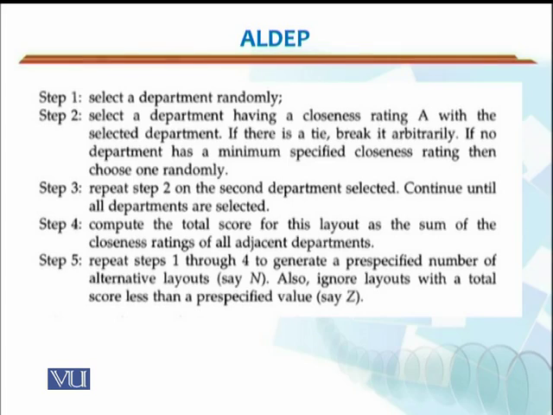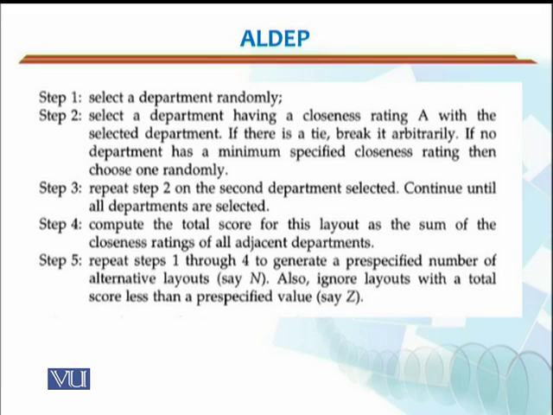We have 5 steps for LDEP. First of all, you need to select a department randomly. So selection of the first department would be done randomly. Then select a department having a closeness rating A with the selected department. So based on the closeness, the relationship chart and relationship diagram are very important because they give you the closeness. For all alternative layout planning, you need to have that closeness chart with you. So if the rating is A, it is absolutely necessary.